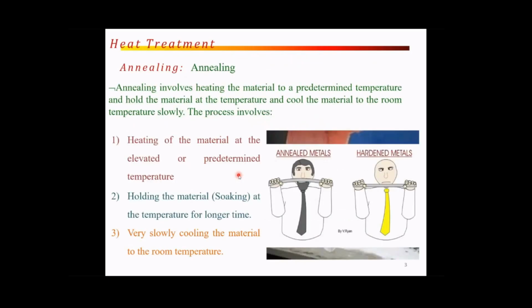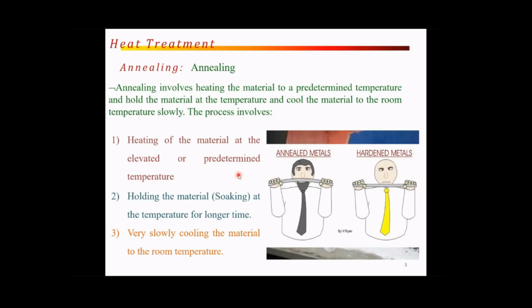First one is annealing. What is meant by annealing? Annealing involves heating the material to a predetermined temperature, holding the material at that temperature, and cooling the material to room temperature slowly.